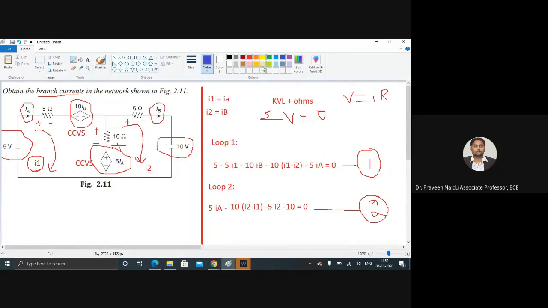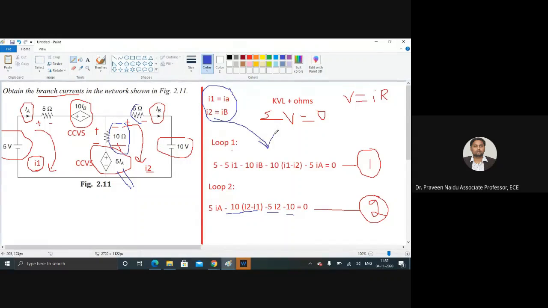For this particular 5, we are going from minus to plus, so it will be plus 5 into IA. It's a common branch, and it is from plus to minus with respect to this polarity, so I'll be having minus 10 into (I2 minus I1). For this 5, it is from plus to minus, so minus 5 into I2, and the given independent voltage source is from plus to minus, so it will be minus 10, equal to 0. And already we have I1 equal to IA, I2 equal to IB.